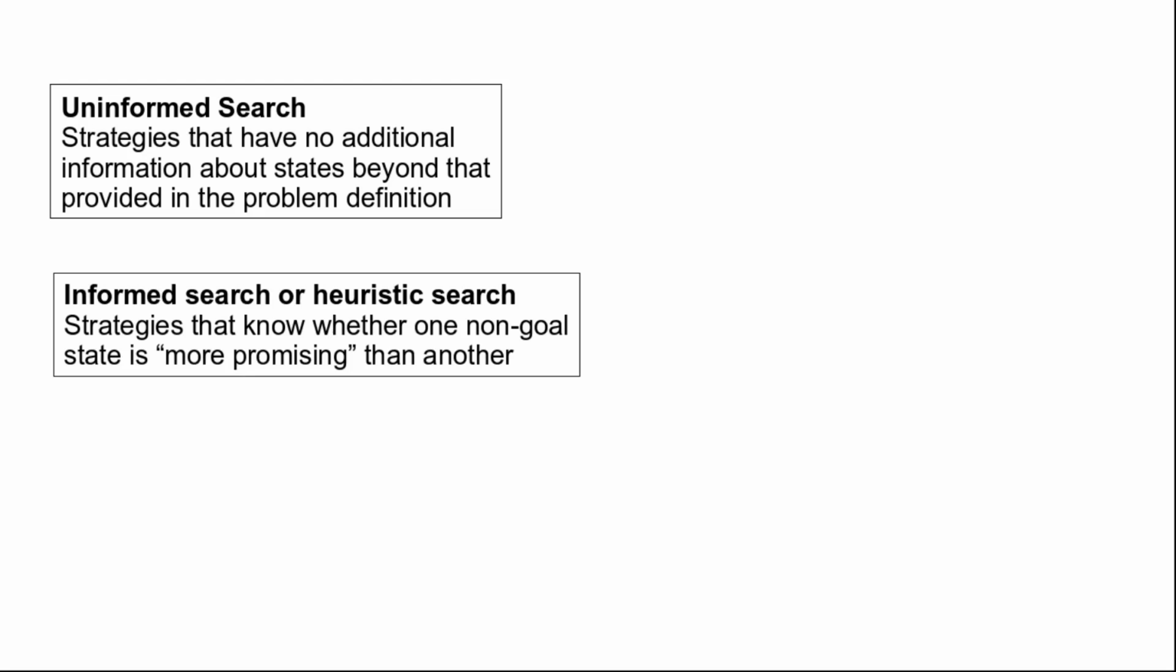And as opposed to uninformed search, we have informed search, and another name for it is heuristic search. In case of informed search, the search strategies know whether one non-goal state is more promising than another. This definition will be more clear as I proceed to explain BFS.